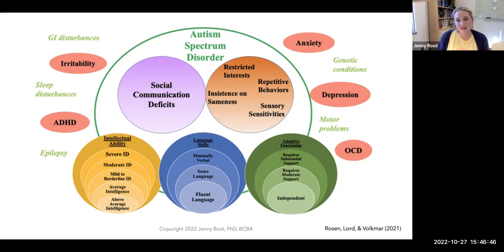But often in society, we judge based on some of these other things. So we see an individual who might need to use AAC to communicate, or have limited speech, and might require substantial support with adaptive or daily living skills. And then we make ableist judgments about what their intellectual ability is. Or we have this thought of you need to have average to above average intelligence. And we devalue people who may have a cognitive disability.